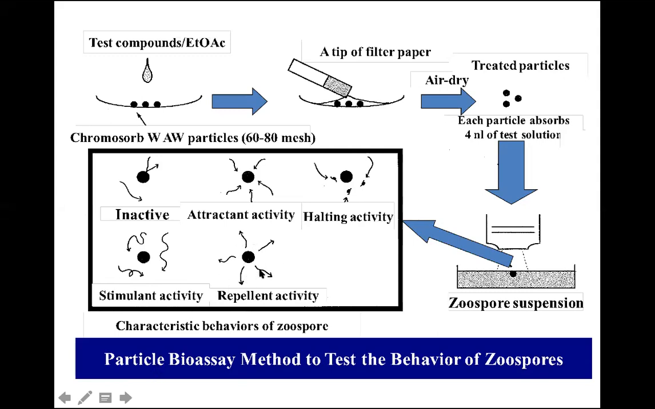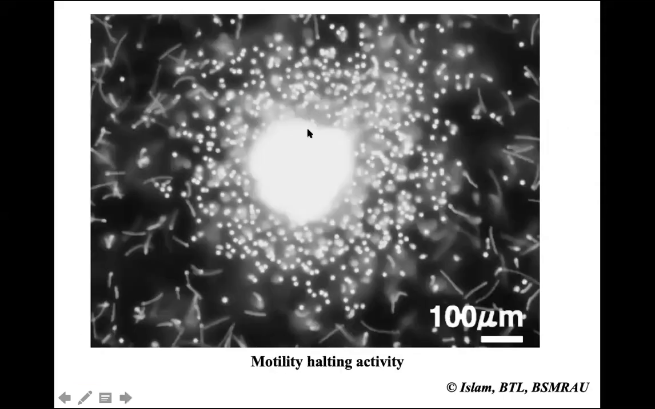With this bioassay method, within a minute you can see the biological activity, very fast, and each particle only absorbs 4 nanoliters of solution. So you do not need to spend much compound for the bioassay. You can test a very tiny amount, and it is a very fast and convenient method we developed, the particle bioassay method. Here you can see an image. This is the particle we dropped into the zoospore suspension. Around the particle you can see lots of white dots, which are zoospores seen under a light microscope. They are stopped.